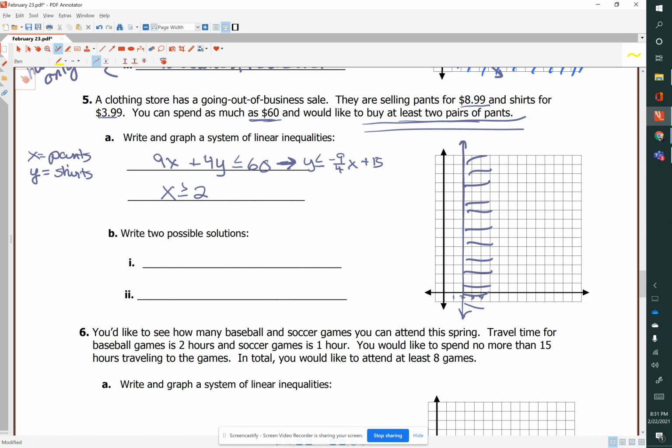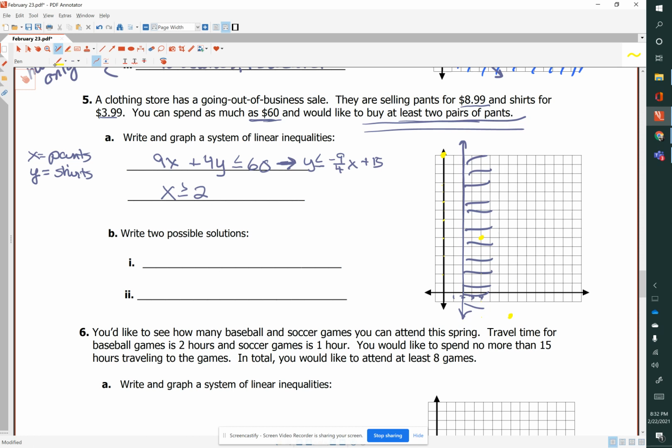For the first equation, we need a y-intercept of 15, 2, 4, 6, 8, 10, 12, 14, right there at the very top, and a slope of negative 9/4. So go down 3, 4, 5, 6, 7, 8, 9, and over 4. Then go down 9, over 4 again. It would be about right there.